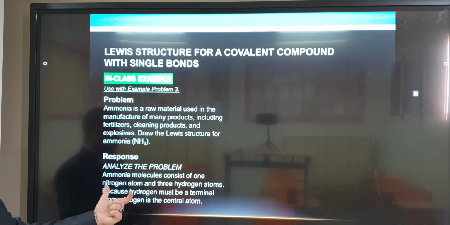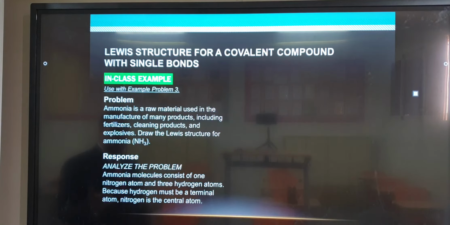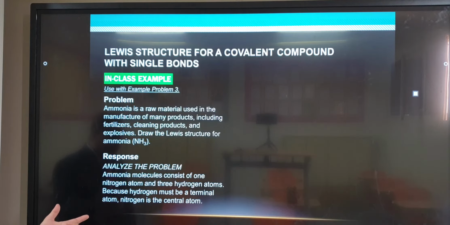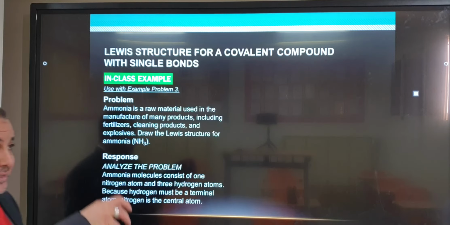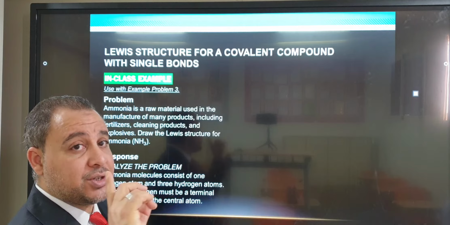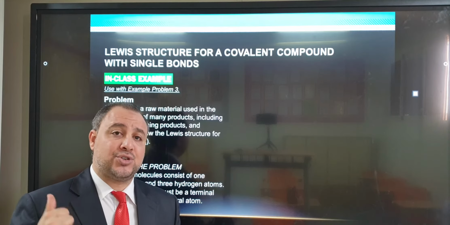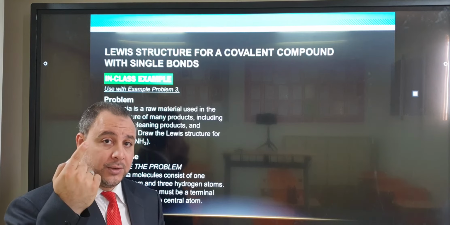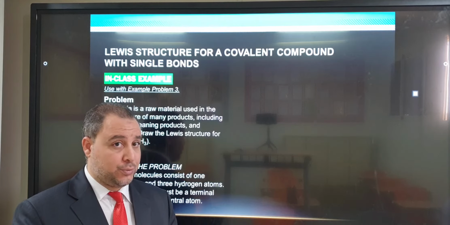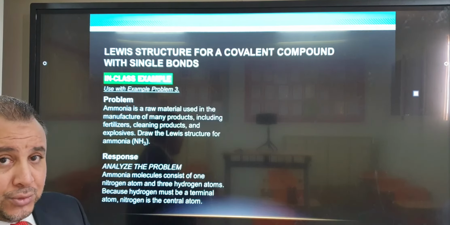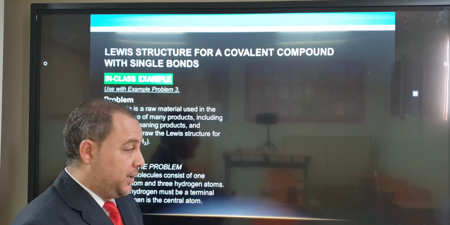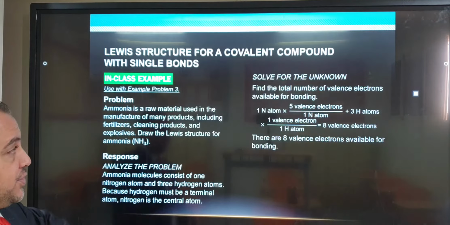So, 1 nitrogen atom and 3 hydrogen atoms, because hydrogen must be a terminal atom. Nitrogen is in the center because hydrogen, as we said, must be found at the terminal since it needs one electron only to be completed. So the nitrogen atom will be put in the middle of the molecular structure.